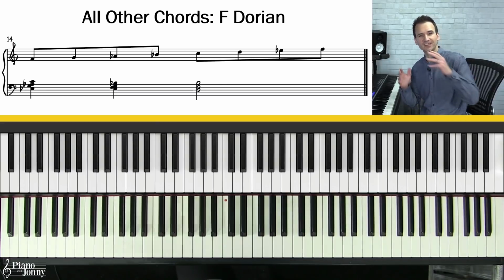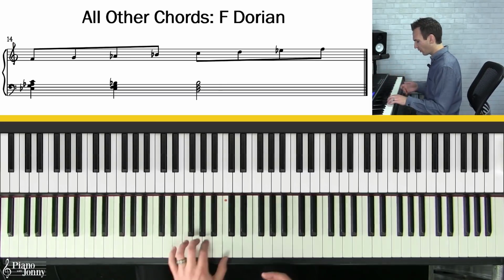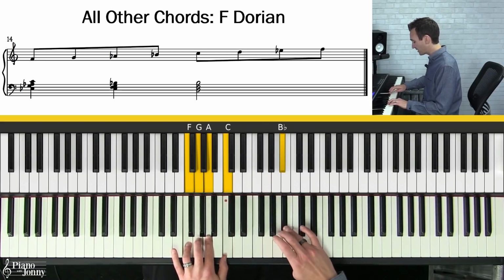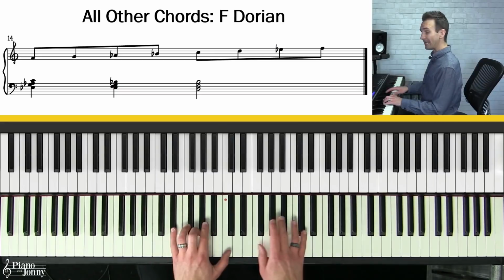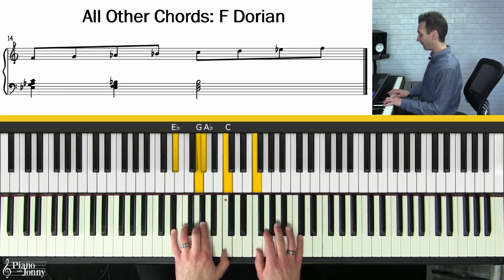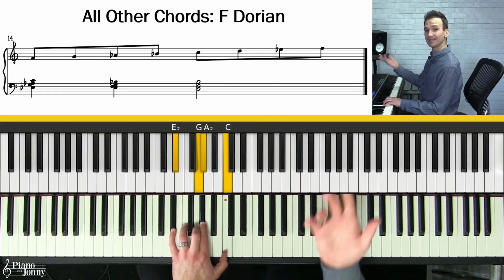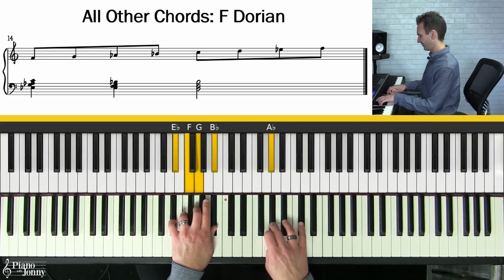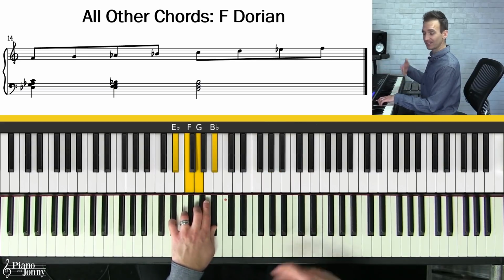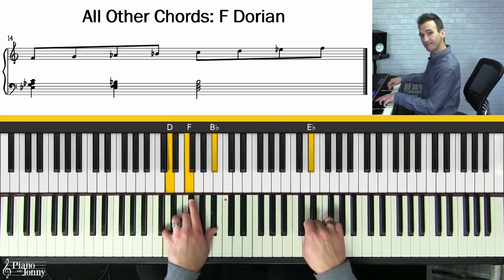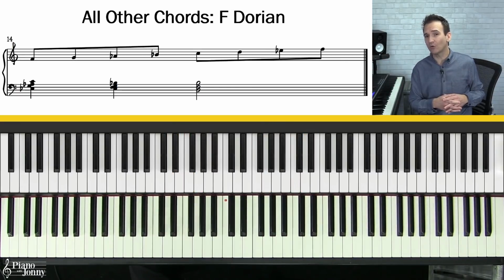So I encourage you to practice both of these scales over each of your chords. Once more, on the F, we're going to play that beautiful F Mixolydian. Then on the A flat major, we're going to play that F Dorian scale. Then on the E flat, same scale. And then the same scale on B flat. So let's go ahead and improvise now over these chords.